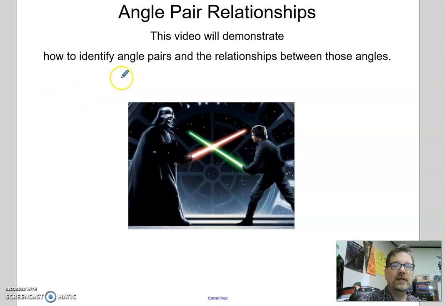Hey Patriots, let's go ahead and get out our notes titled Angle Pair Relationships, because I'm going to talk to you about what an angle pair relationship is and the relationship between those two angles. Now a pair, remember, is two. So we're going to take two angles, put them together, and they're going to have a special relationship. That's what we're going to go over today.